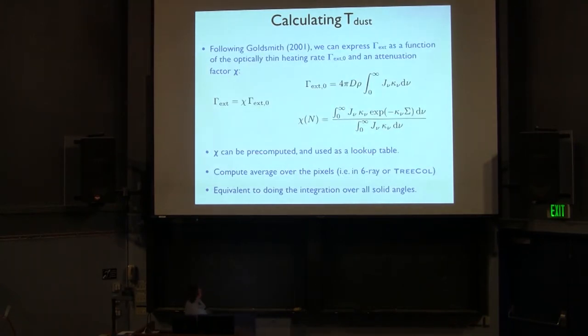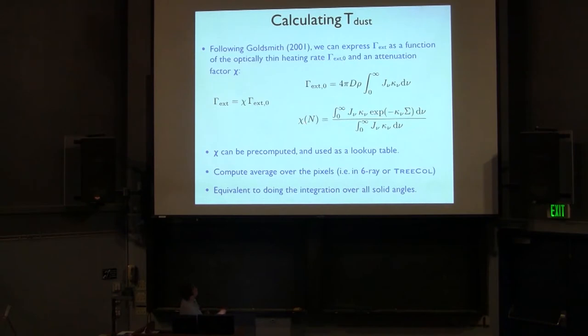So how did we do it? We actually follow the prescription outlined in Goldsmith 2001, where first of all, he just takes the heating term and puts it into an optically thin term, and then there's an attenuation factor chi, which goes in front of the optically thin term. The optically thin term is just the heating rate you would have if there was no attenuation at all. So it's just an integral over your radiation field. You've got your dust opacities coming into this law here, and you're integrating it over here, and this is the amount of energy that you absorb, but this is then given by the total density of the dust. So rho here is the gas density, and d is the dust to gas ratio.